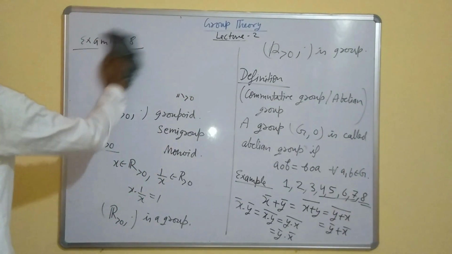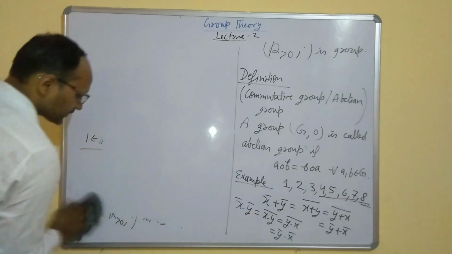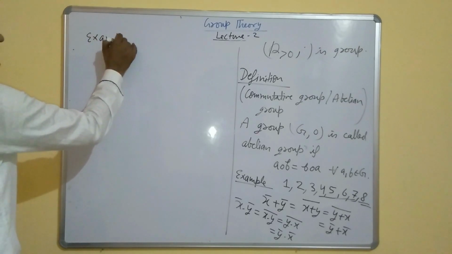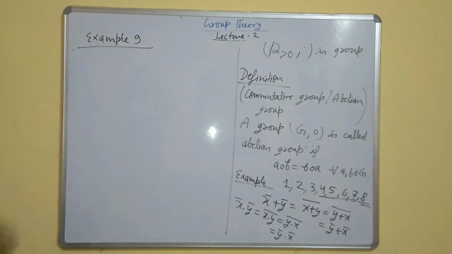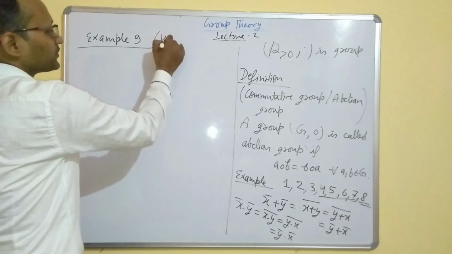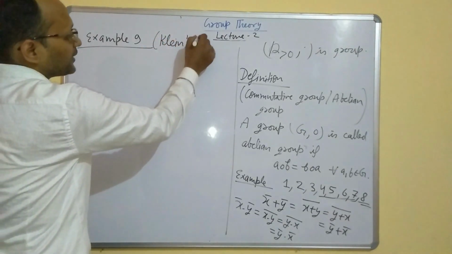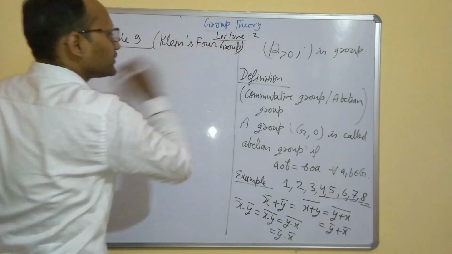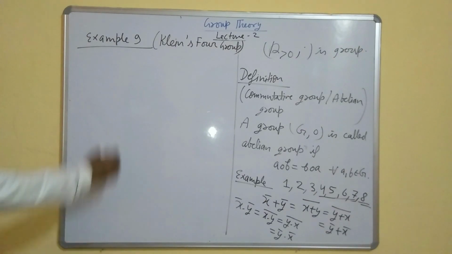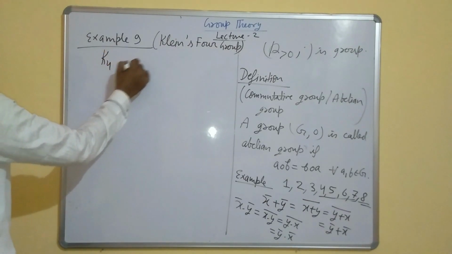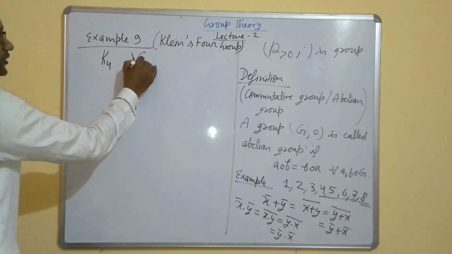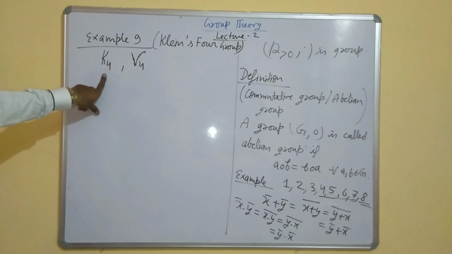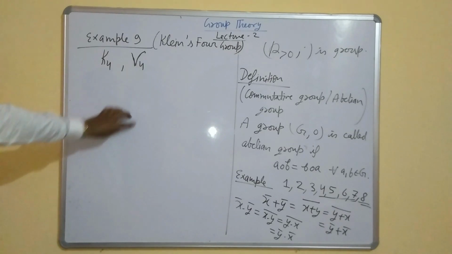So now come to example number 9. This is Klein's 4 group. It is denoted as K4 or V4. Both the notations are popular. Some books write it as K4 and some books write it as V4.